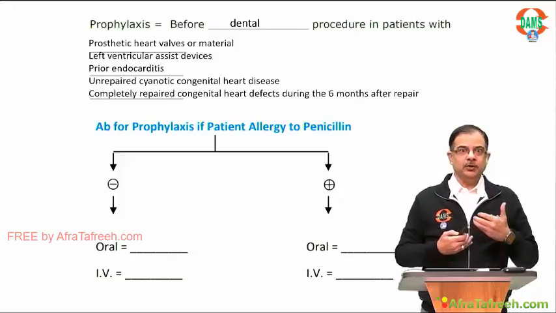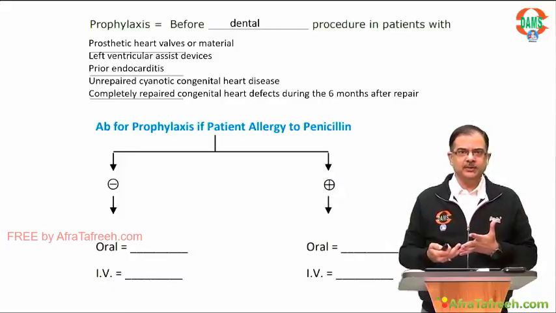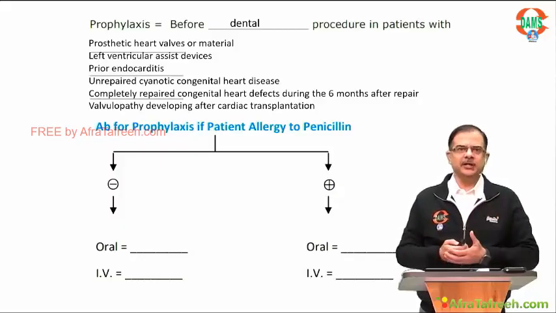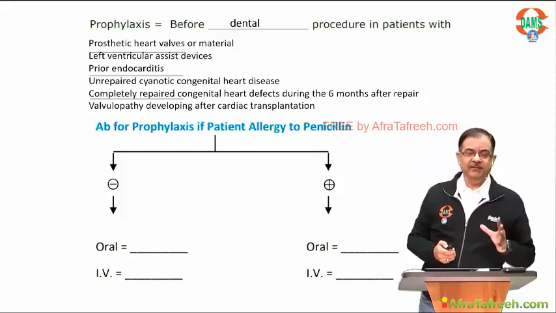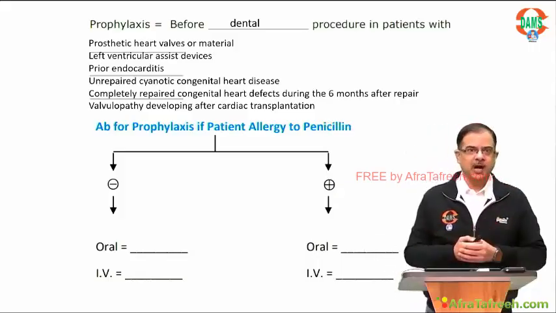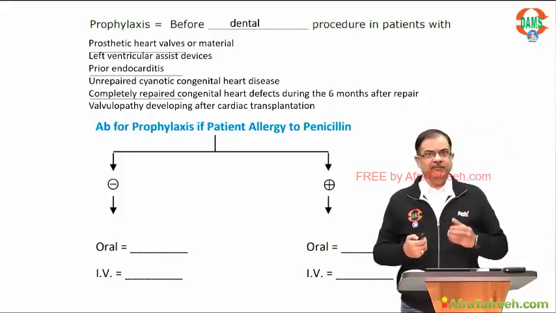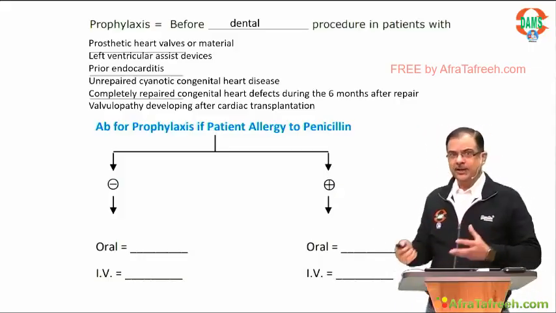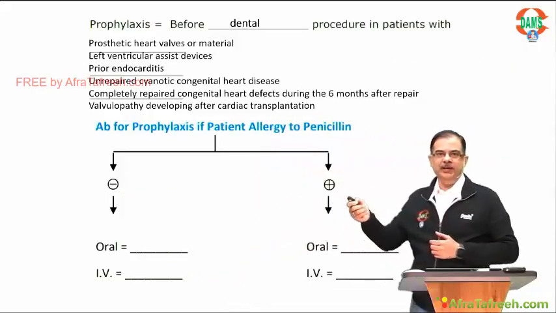A patient who has got a cyanotic heart disease, unrepaired, or repair has been done within 6 months, or post-transplant valvulopathy. So these are additional criteria for a high-risk patient. But most important, prior infective endocarditis and prosthetic heart valves. Now, what are the antibiotics to be given? The antibiotic to be given if patient is allergic to penicillin. So there are two scenarios. There is no allergy to the penicillin and there is allergy to the penicillin.